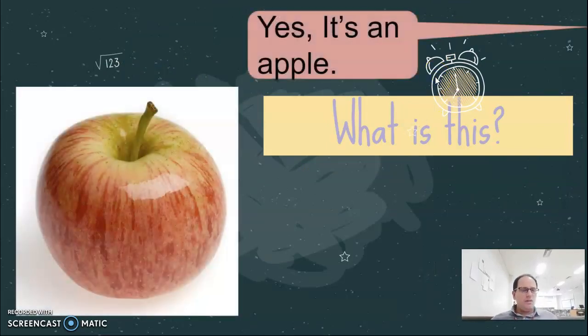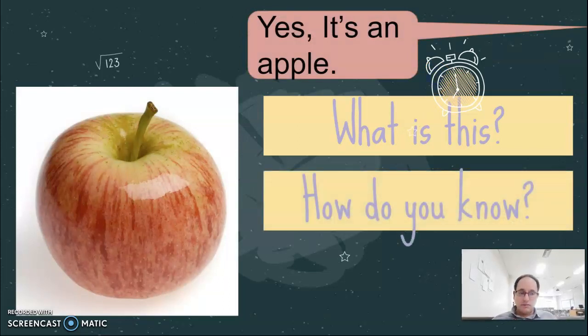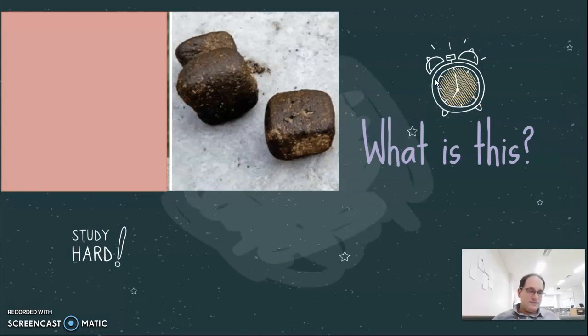Yes, it's an apple. You guys are brilliant. Well done. How do you know it? Well, experience tells you it's an apple. You've learned that this is an apple, right? You know what an apple looks like. You know the characteristics of an apple. It's this kind of shape. It's usually kind of red or yellow or green, maybe even an array of different varieties of different colors, right? But we know this is an apple. Let's move on. What is this?